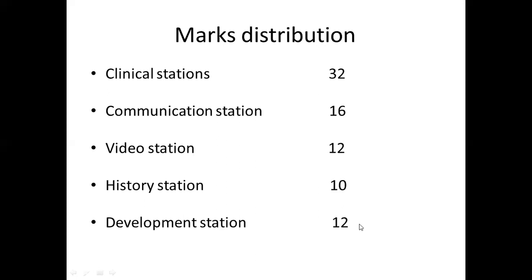The development station has two portions. One is the theory portion, the history portion, which is called the developmental history, and the other is the clinical portion, in which you will be taking the developmental examination of the child. So that is a little bit different. That is the marks distribution.